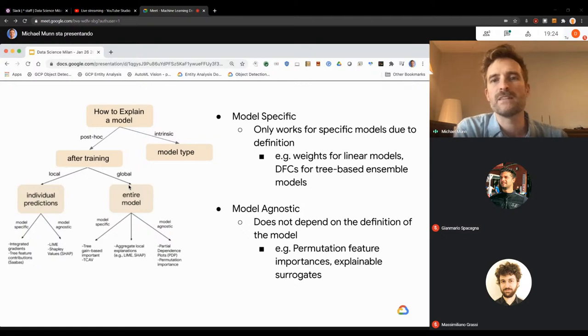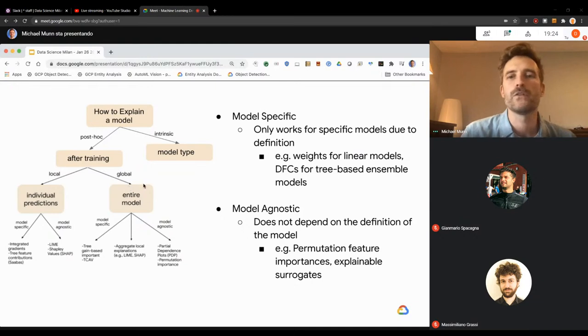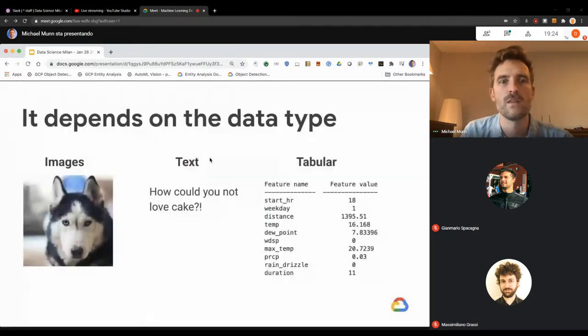So model specific means it's a technique for model explainability that works for that model, like weights for linear models or directional feature contributions for tree-based ensemble models. These are all explainability techniques that work for a certain model type. And then model agnostic, of course, refers to techniques where it doesn't matter what the model looks like. The techniques would work for whatever model you're using. It's just treating the model like an input in an API.